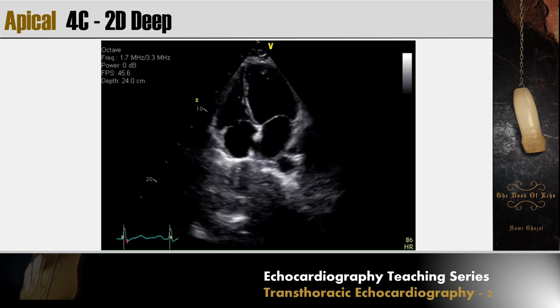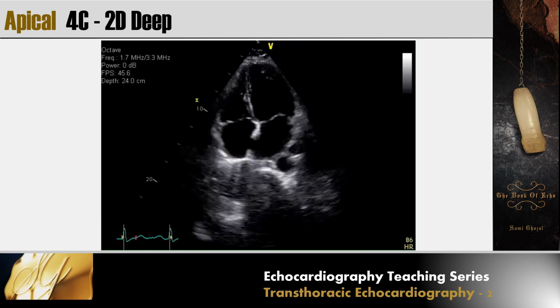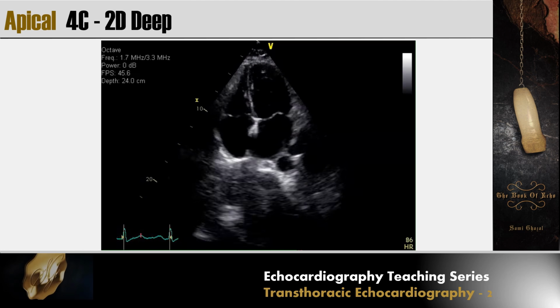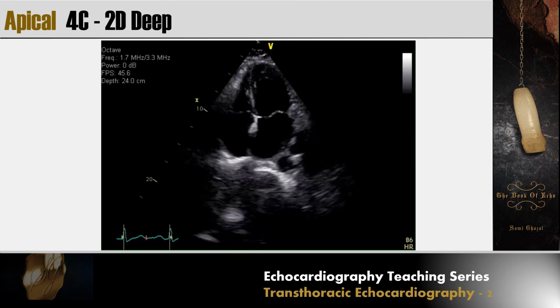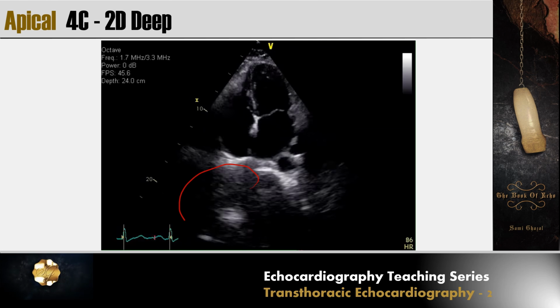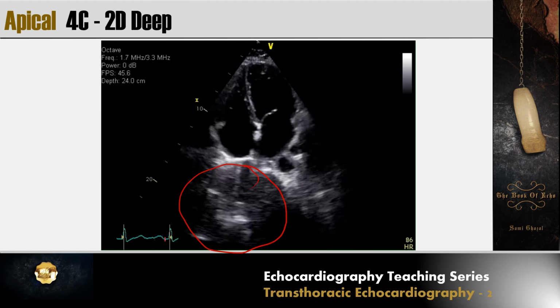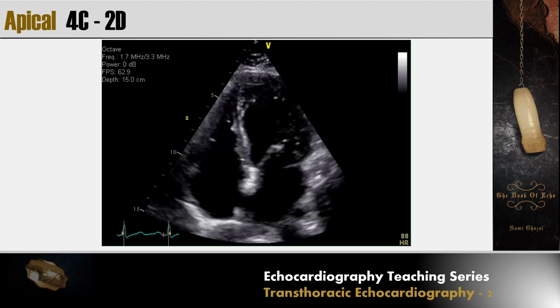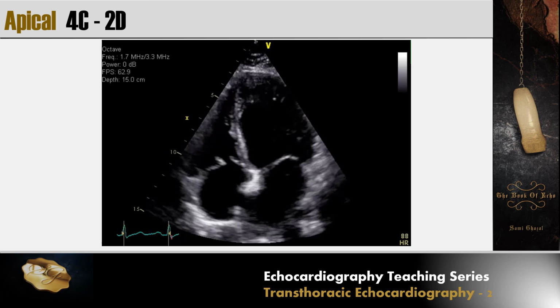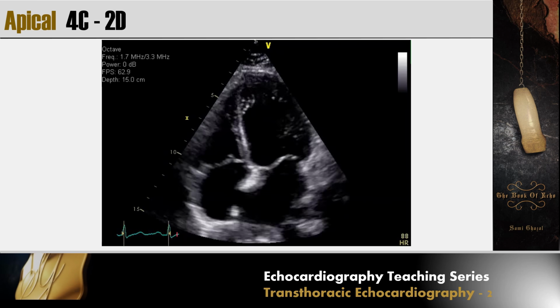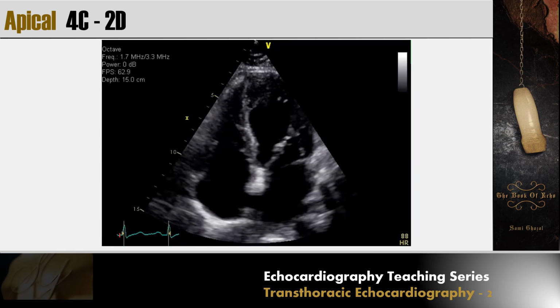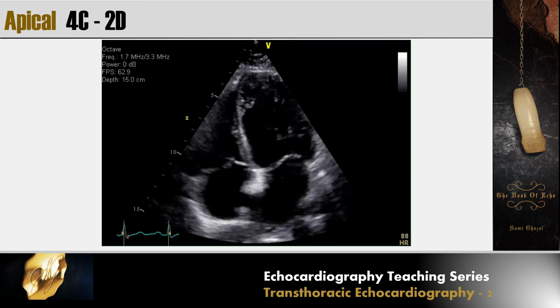The first view is apical four chamber and it will be taken at a high depth. Again, looking for masses and effusion here around or beyond the heart. Then we will acquire a 2D video clip of the four chamber by decreasing the depth and acquiring the whole four chamber here.